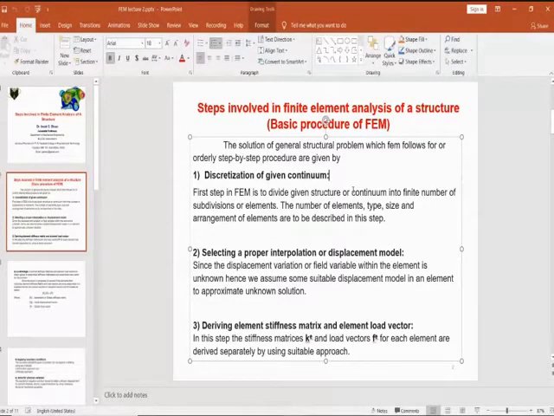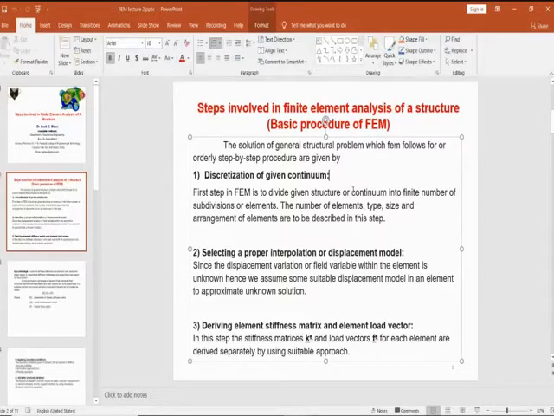So in the first step, what we do is divide the body or the continuum into a finite number of elements, meaning a countable number of elements. Suppose a beam is there, we will divide it into 10 elements. Okay. Then it is called discretization of the given continuum. So here you can read that. The first step in FEM is to divide the given structure or continuum into a finite number of subdivisions. Okay, meaning we will divide it into parts. Each of those parts is called an element. So that is why the name finite element method. Finite means a countable number of elements.